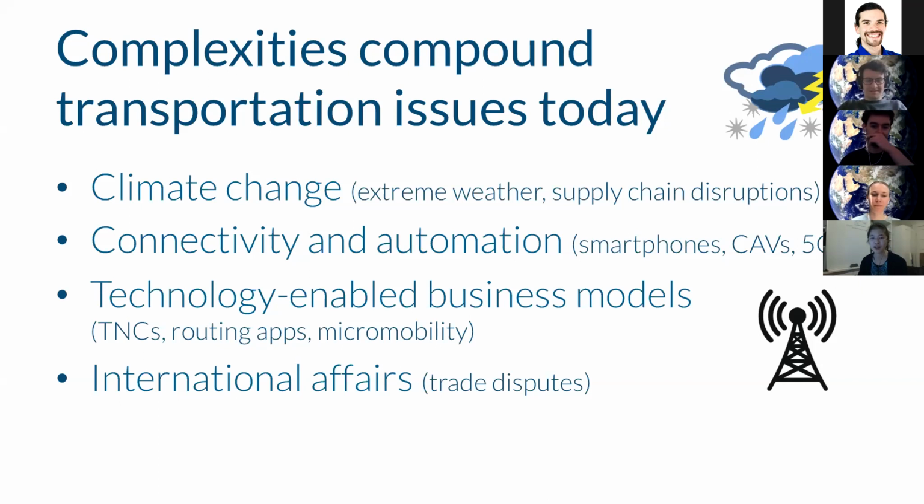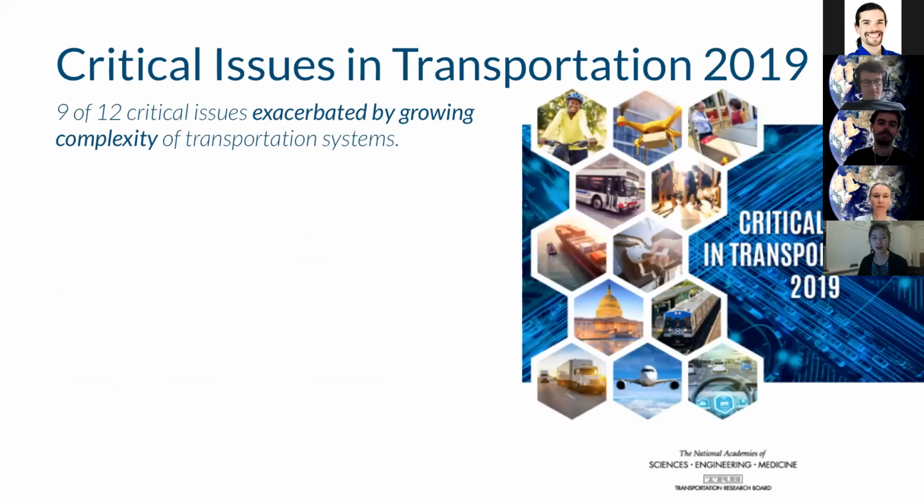So this is the context in which we have to think about transportation issues today. And it's tremendously complex. And so if we take a look actually at the critical issues in transportation, this is a report commissioned by the Transportation Research Board, which is one of the national academies in the US. We can actually see that 9 out of the 12 critical issues that they've identified are exacerbated by growing complexity, such as the previous slide, in transportation systems.